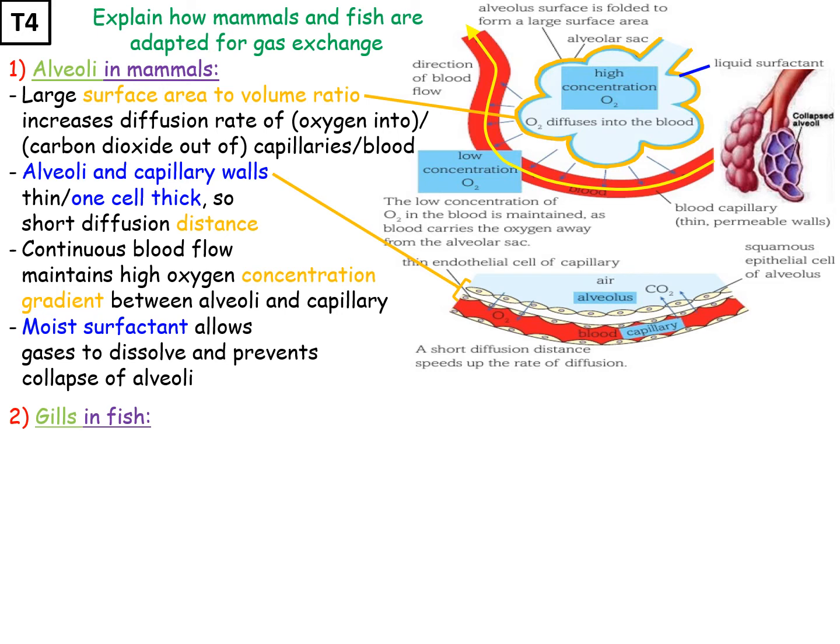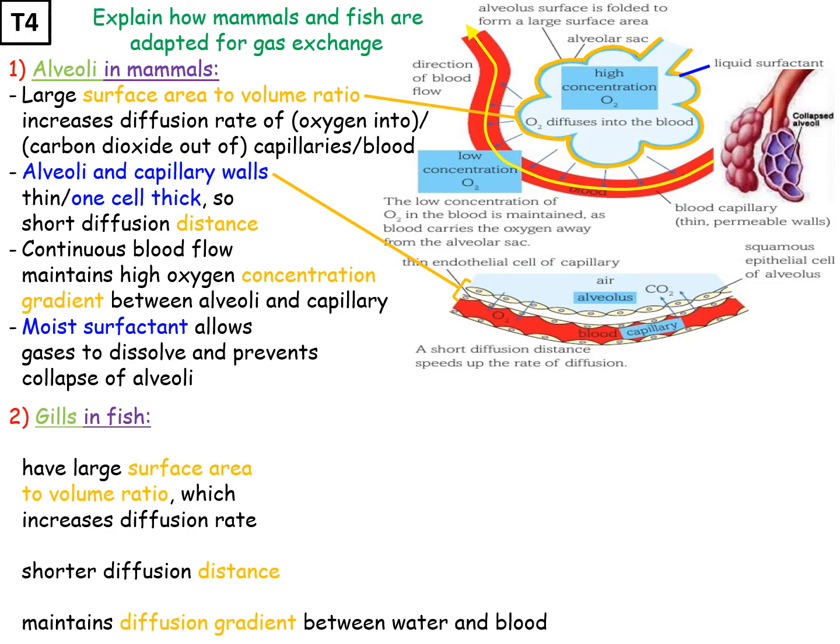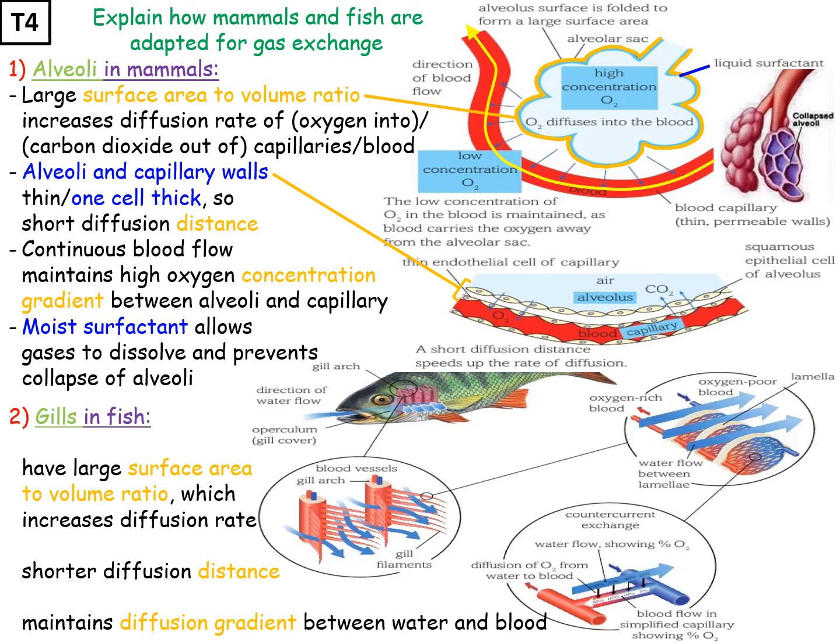Gas exchange in fish happens in the gills, and again, you want to use the 3 principles of how to increase the rate of diffusion. So first, to increase the surface area to volume ratio, fish have got gill filaments and lamella in their gills, and that increases the rate of diffusion.